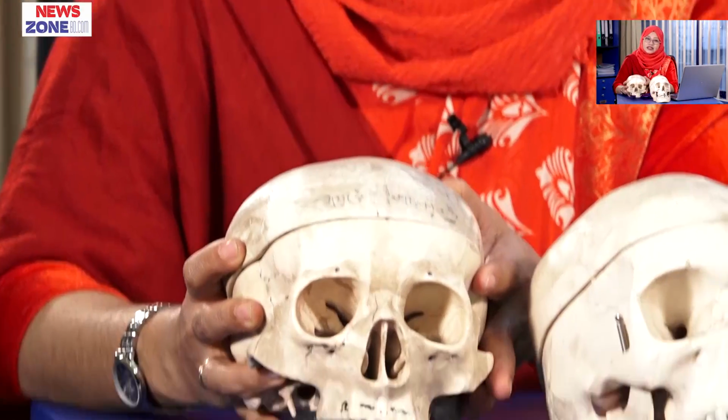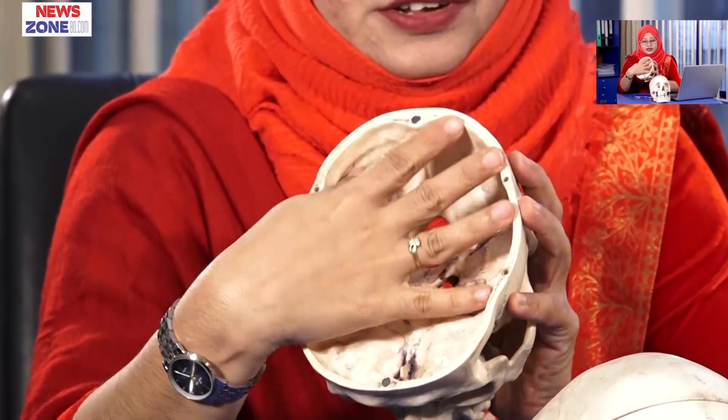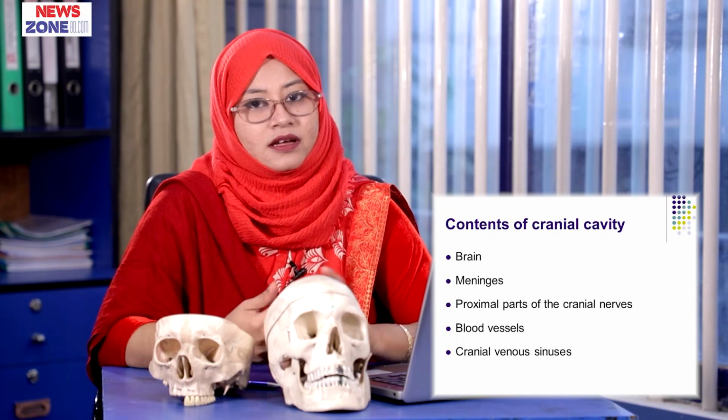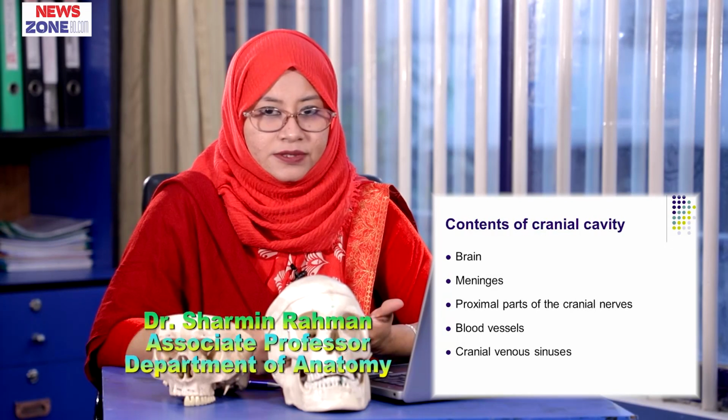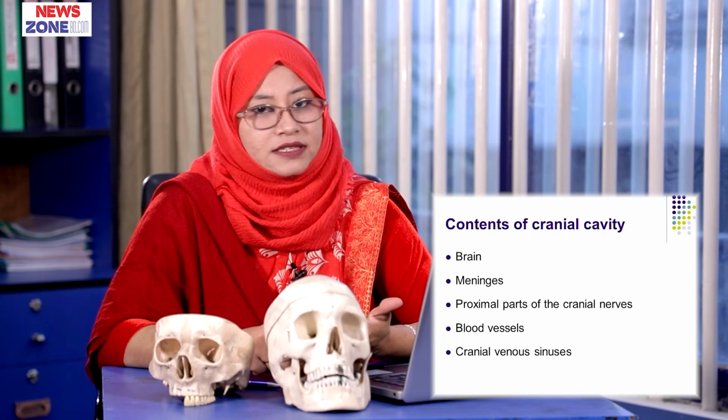And now the cranial cavity. The space enclosed by the bones of the cranium is known as the cranial cavity. This is the cranial cavity. Now we have to know the contents of the cranial cavity. In the cranial cavity, there are the brain, meninges, proximal portion of the cranial nerves, then blood vessels and cranial venous sinuses.